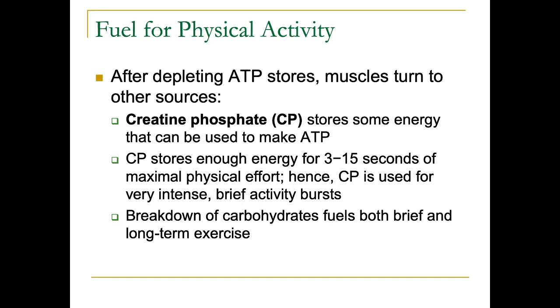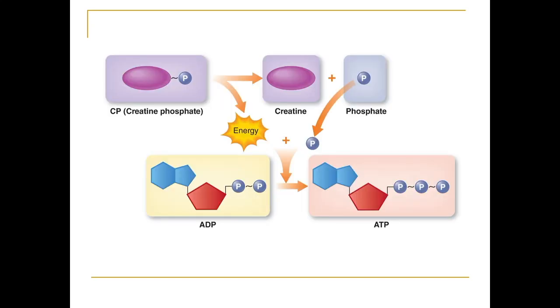Both ATP and creatine phosphate are what we use for very intense activity bursts. And then after that, we have to start breaking down carbohydrates to get more ATP. And this is a diagram that shows what I was talking about with the creatine phosphate. You have the creatine molecule and a phosphate attached to it. It gives the phosphate to an ADP molecule to make it ATP and leaves behind creatine.